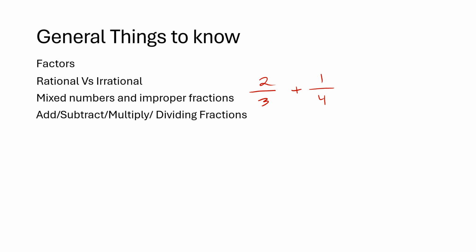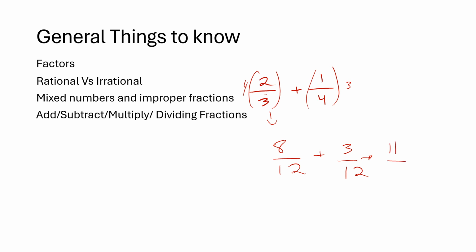So if we want to make this simple, just multiply this entire equation by 4, and I will do the same with this one by multiplying it by 3. This 3 goes here, this 4 goes there. We're going to get 8 twelfths plus 3 twelfths. These are now multiplied, so now their denominators are the same, which means you can finally add this together, which gets you 11 over 12.